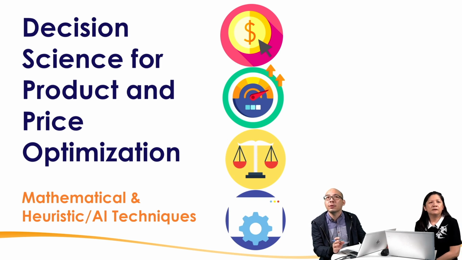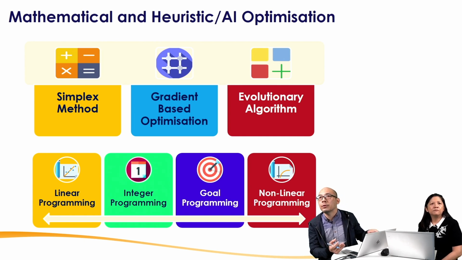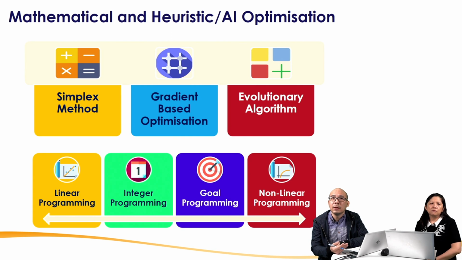I would like to deep dive into decision science for product and pricing analytics, mainly for optimization purposes using mathematical, heuristic, or AI techniques. In terms of optimization, in the industry we look at different methods, for example the simplex method, gradient-based optimization, and evolutionary algorithms. These are typically used to handle a lot of common business problems, from linear programming, non-linear programming, integer programming, all the way to goal programming. So it is part and parcel of optimization in a typical organization.